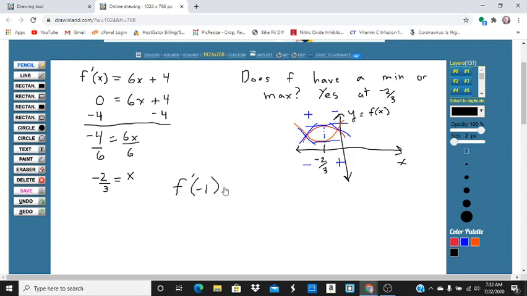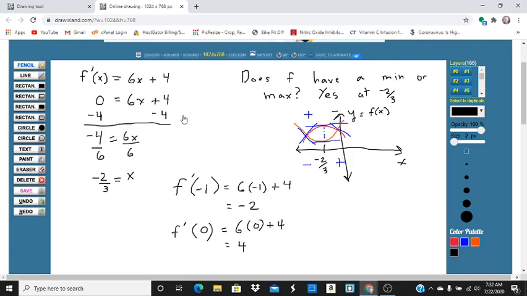That's going to equal 6 times negative 1 plus 4. So it's negative 6 plus 4. So it equals negative 2. So it looks like we're going to have a minimum. Let's just check. We'll do a value above negative 2/3. So let's just do 0. It's easy. 0 plus 4, positive. So we have a minimum.